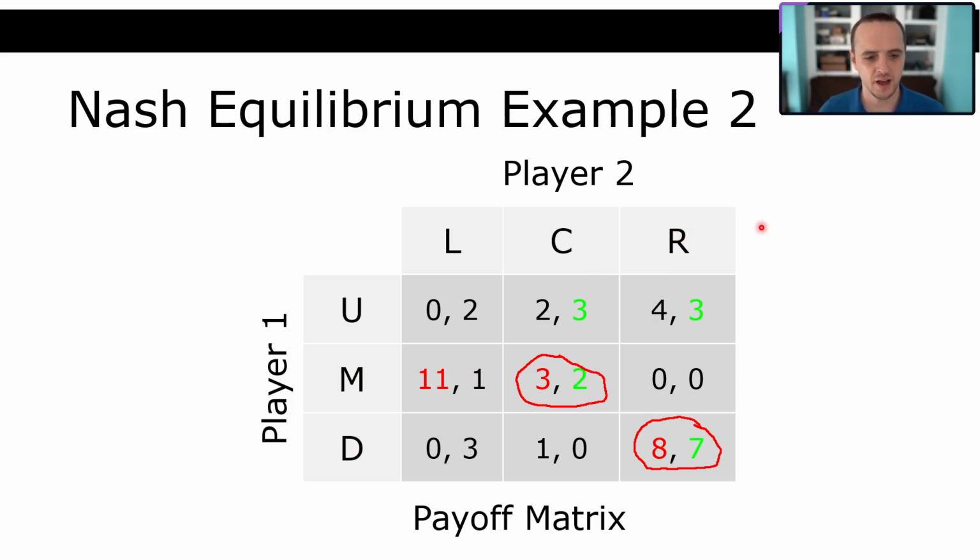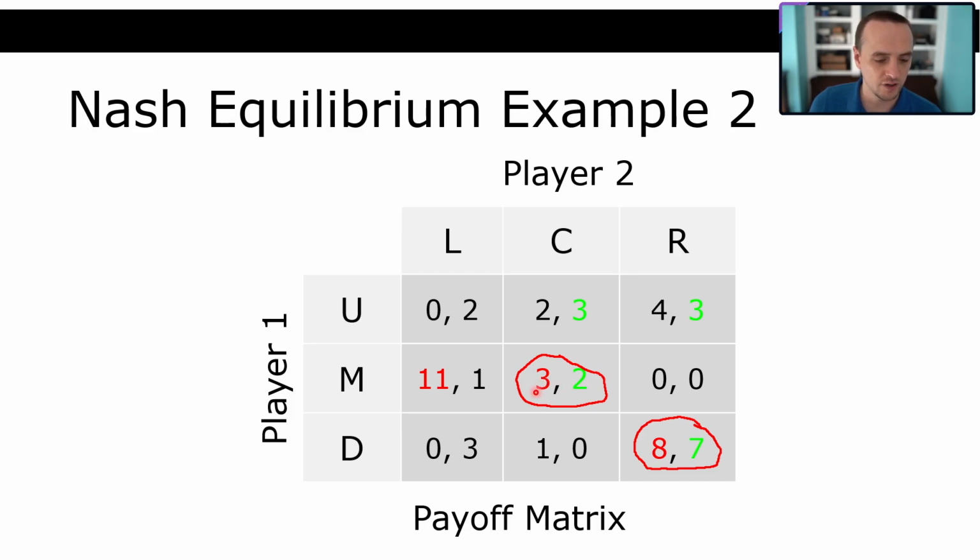Now, you're thinking to yourself, yeah, but DR is better because both people do better, right? It may be the case that it's preferable for both players to choose D and R versus M and C, but that has nothing to do with the fact that both of them are Nash equilibria. The reason is that if you fix the actions of all the other players in the Nash equilibria, you cannot gain anything by deviating from that.